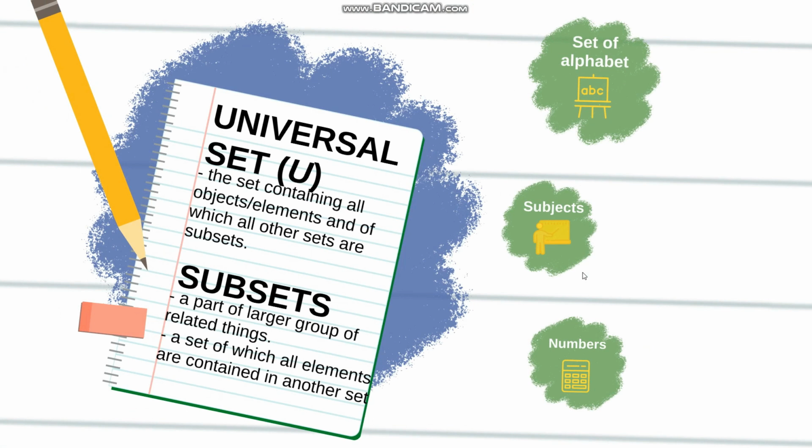The gist of it is that if it is a large group containing all elements, it is considered as our universal set. If it contains the elements of other sets, then therefore it is a universal set. And if it is a subset, it is just a part of a larger group, or we could say it is just a part of the universal set. Meaning, its elements are all contained by the universal set.